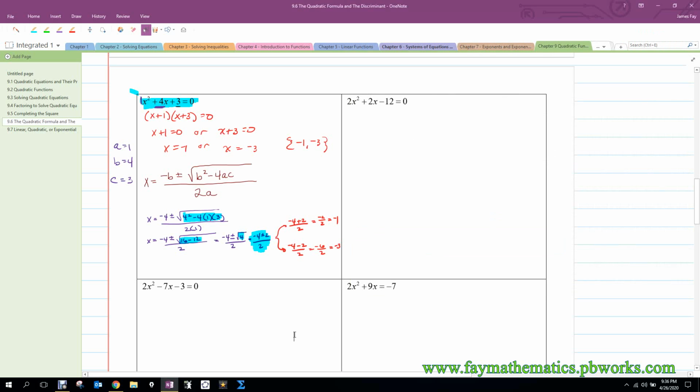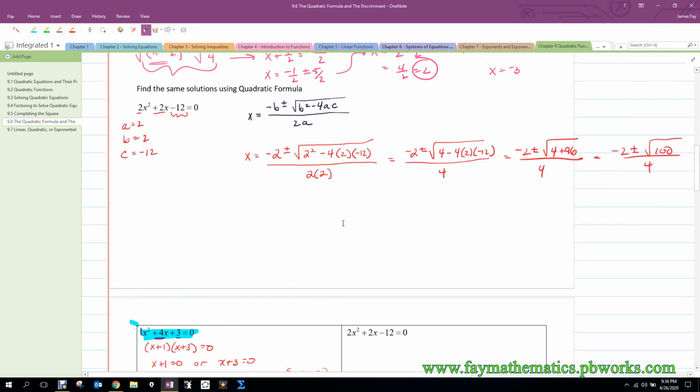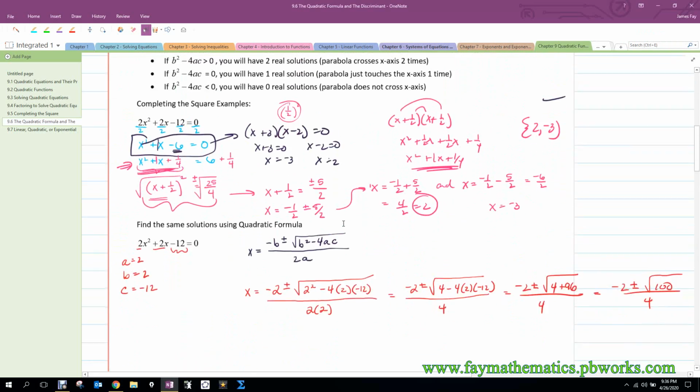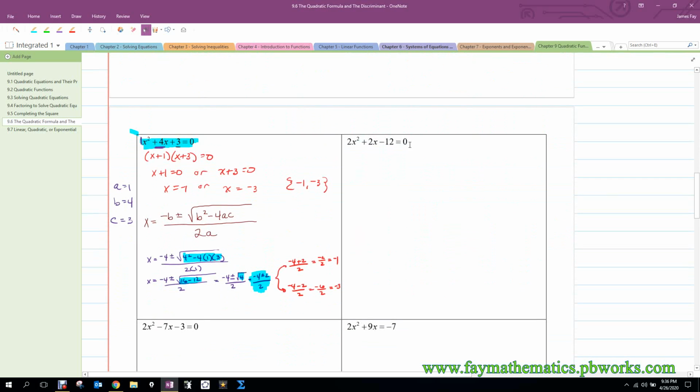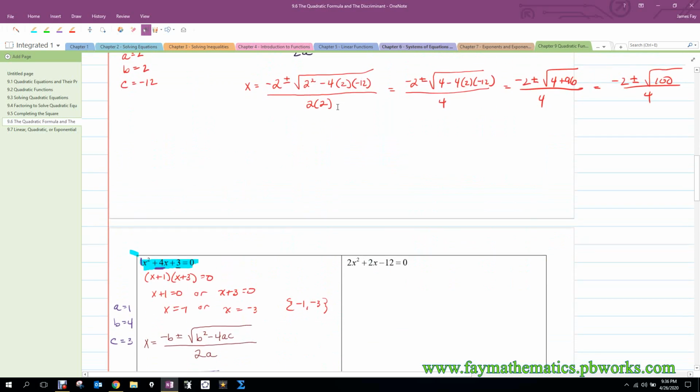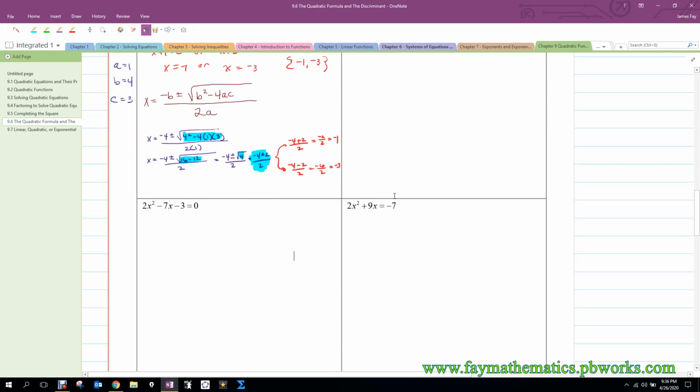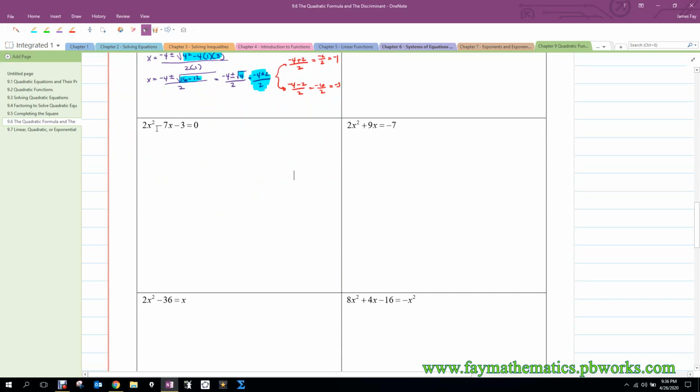All right, so let's go to the same one I had earlier. 2x squared plus, okay. We're not going to do that one. We already did that one above. I don't know why I've got it here again, sorry. Let's come down to this one. Okay, 2x squared minus 7x minus 3.